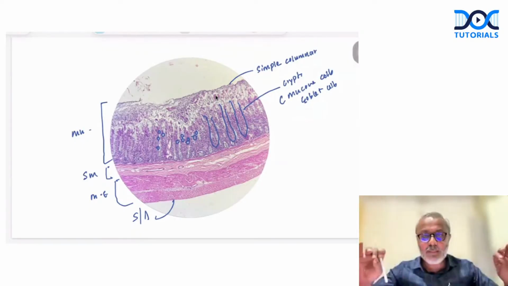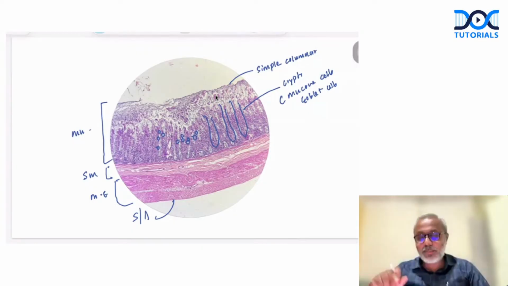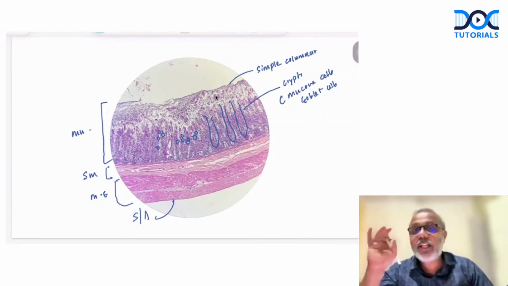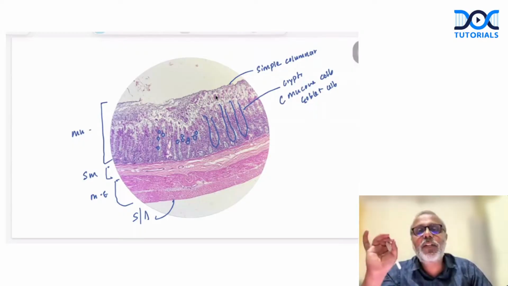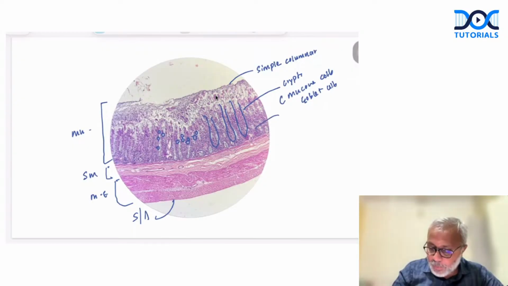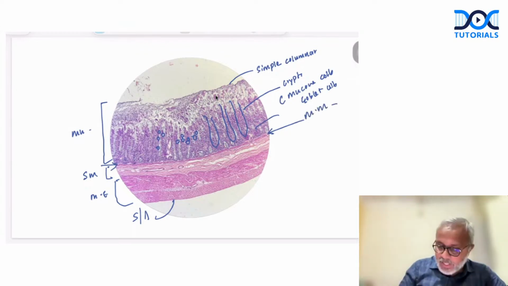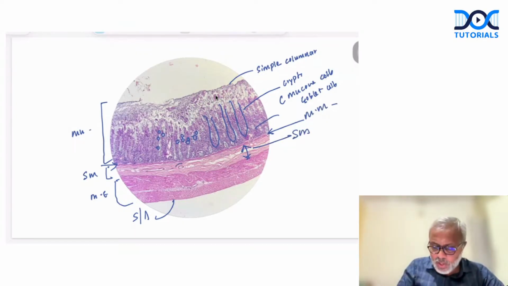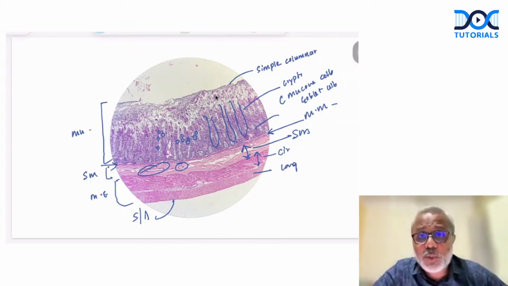So surface epithelium, simple columnar, which dips down to form the crypts, which are studded with mucus cells or goblet cells. Then the lamina propria and a very well-defined muscularis mucosa again. So this is the muscularis mucosa. Then again, what is this? This is the submucosa, dense connective tissue with your blood vessels, lymphatics, everything. If you see, this is the circular layer and this is the longitudinal layer of smooth muscle.